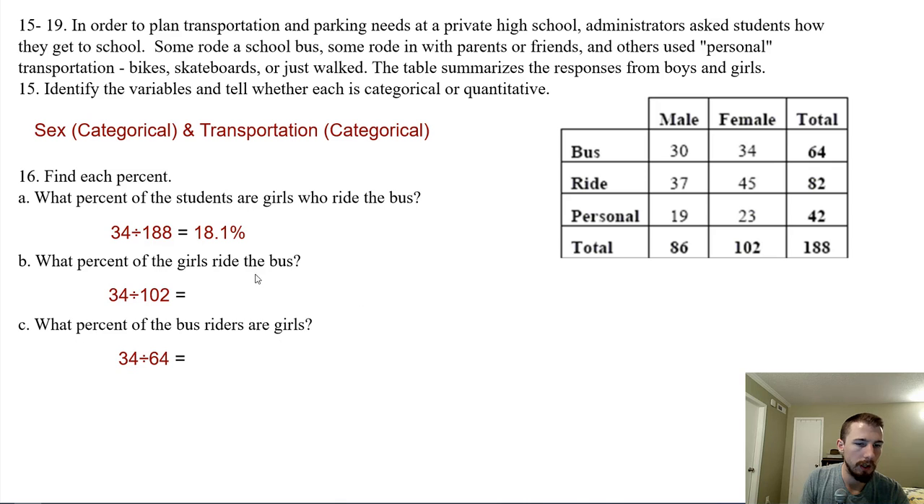What percent of the girls ride the bus? Now we're thinking of only the girls. For female girls, the marginal distribution is 102. So of the 102, what percent of those ride the bus? 34 out of 102, which would give us 33.3 repeating.